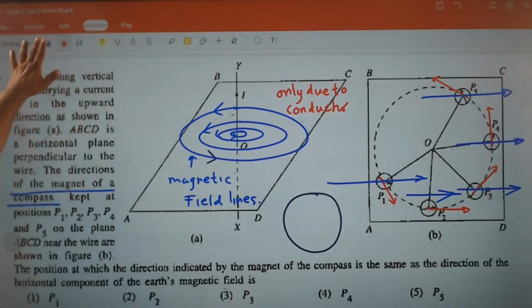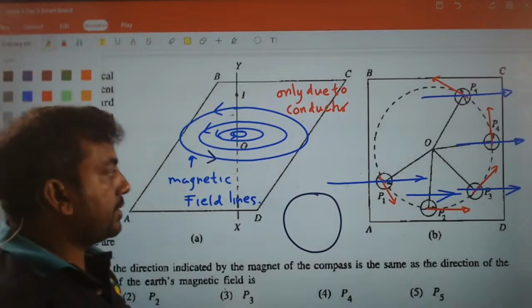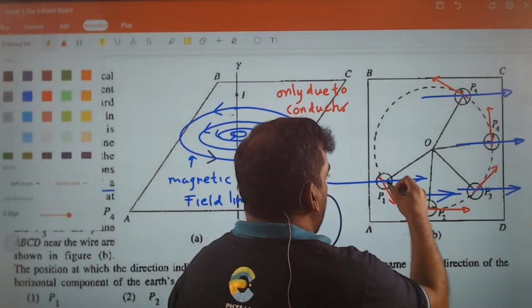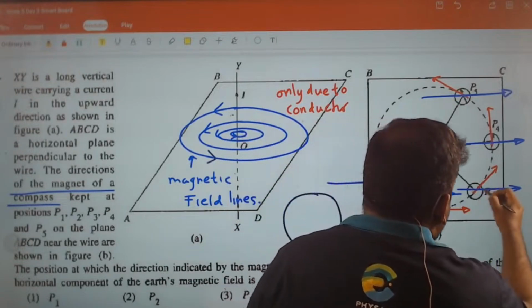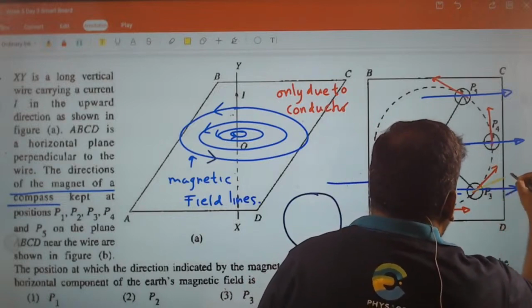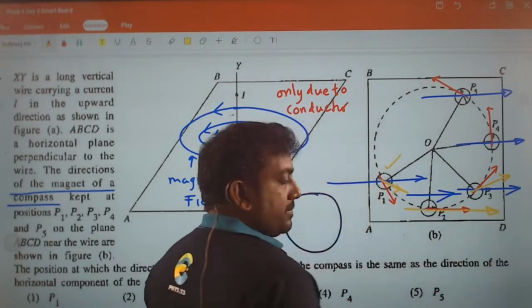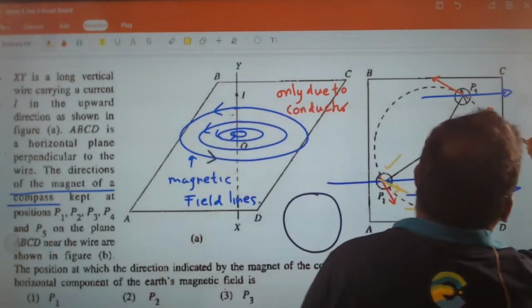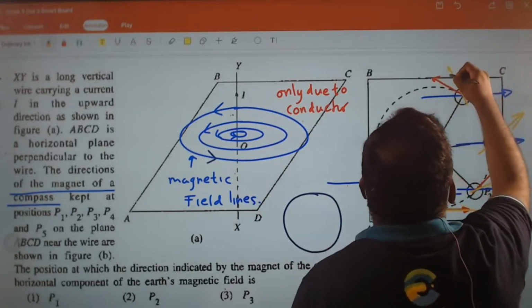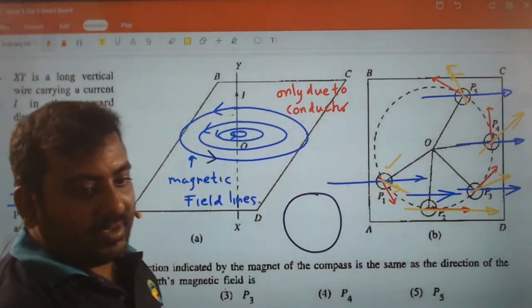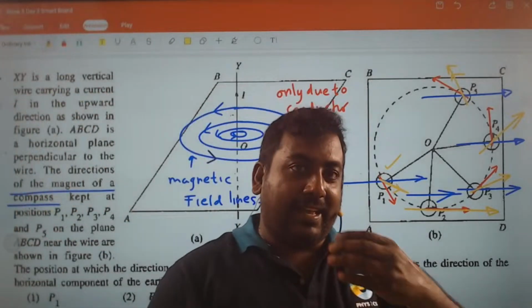Now the compass will indicate the resultant direction. Now here two magnetic fields, here resultant, correct? Here two magnetic fields, technically it should be along this direction. These two are parallel, it should be in the same direction. These two are perpendicular, it should be here. Here it should be somewhere there. Resultant is shown in yellow color. You don't understand this?